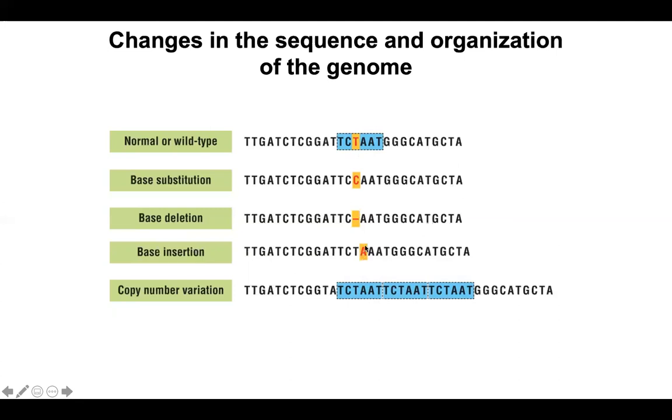Or we could have a base insertion. So we basically added an additional base and made the chromosome one base pair longer. And so we're looking at TCTAAAAT for the same reference sequence. Then we also have the largest type of insertions, so-called copy number variation, in which larger bits of DNA are being duplicated. And of course, deletions could also involve larger bits of DNA.